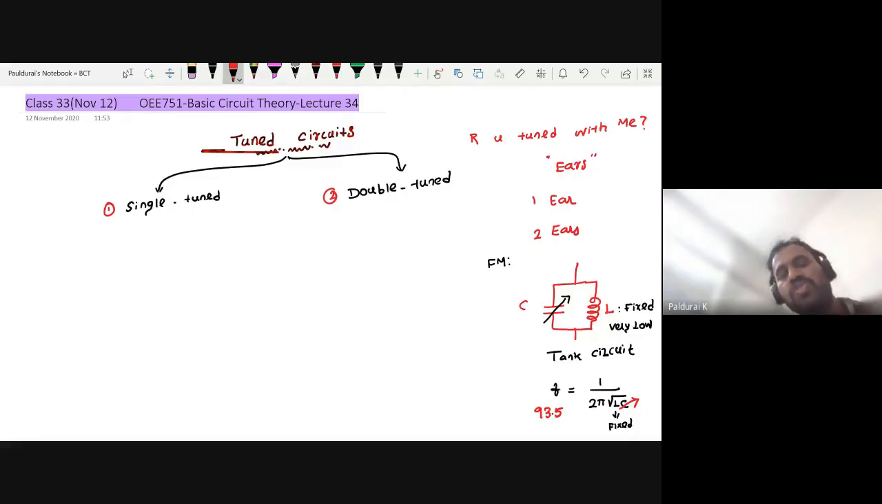To improve the stability, to improve the accuracy, we moved to double tuned circuit. But in your syllabus, you are having only single tune. You don't have double tune. This is just for your knowledge. Okay. So I want to discuss only single tuned circuits.